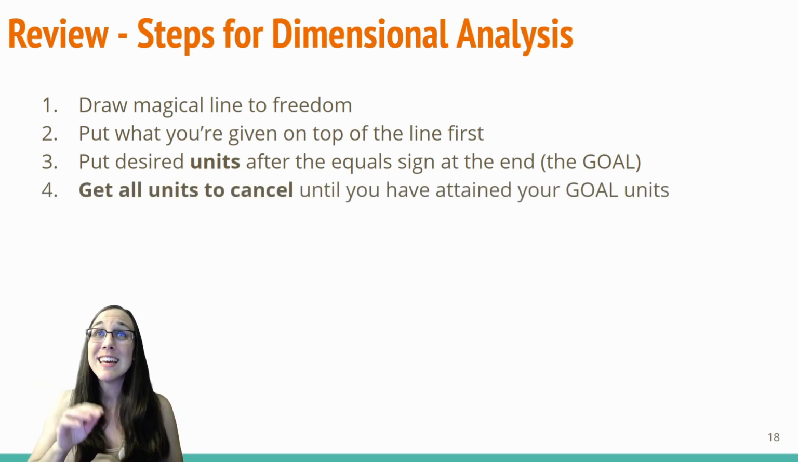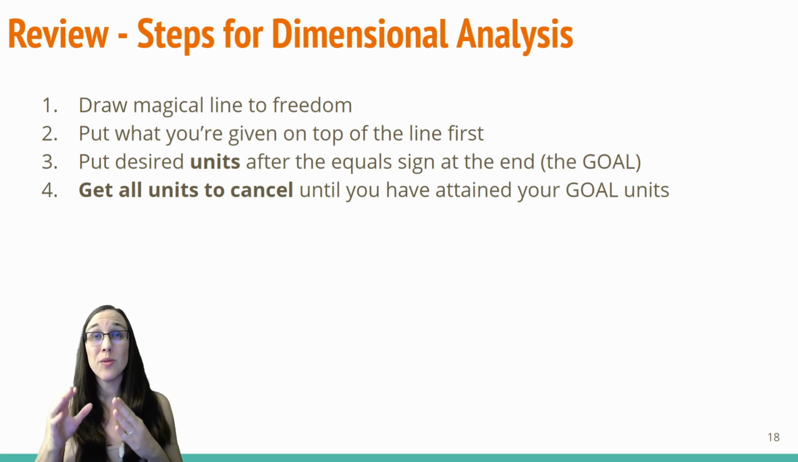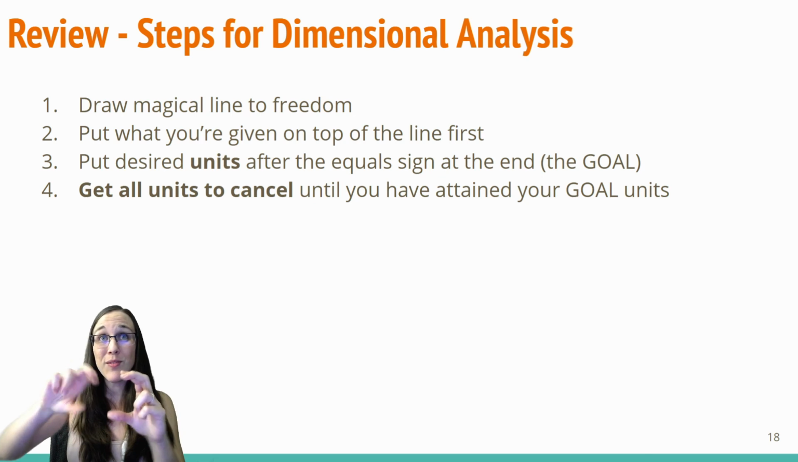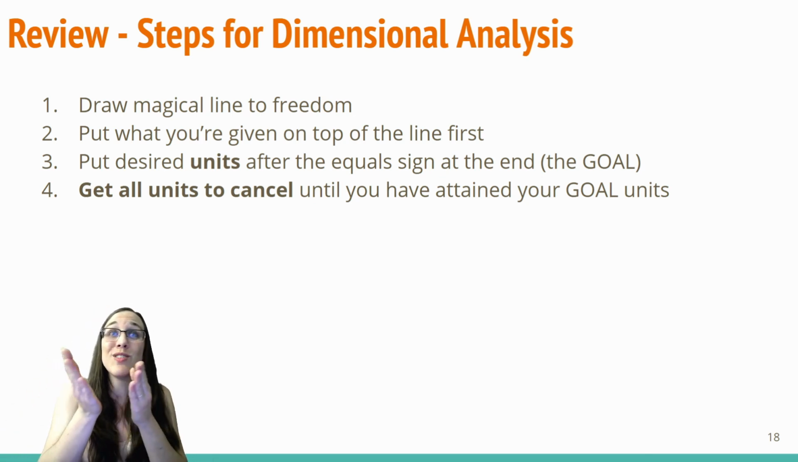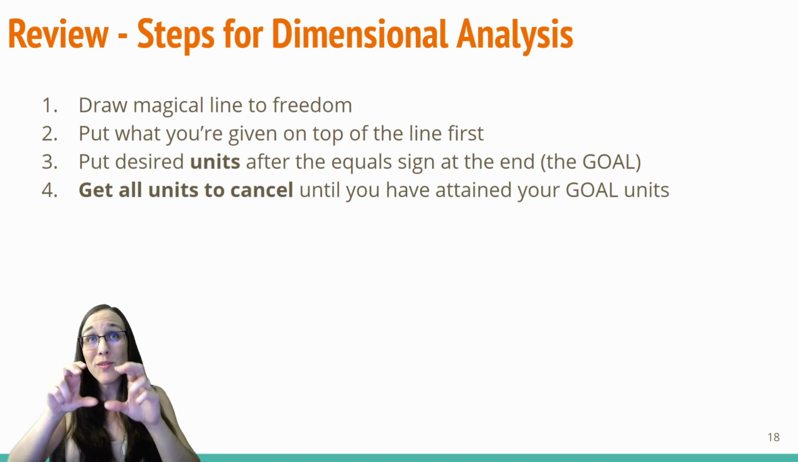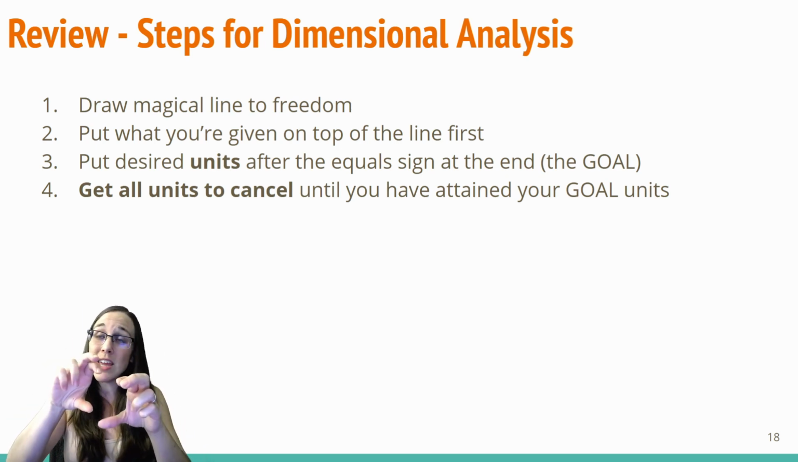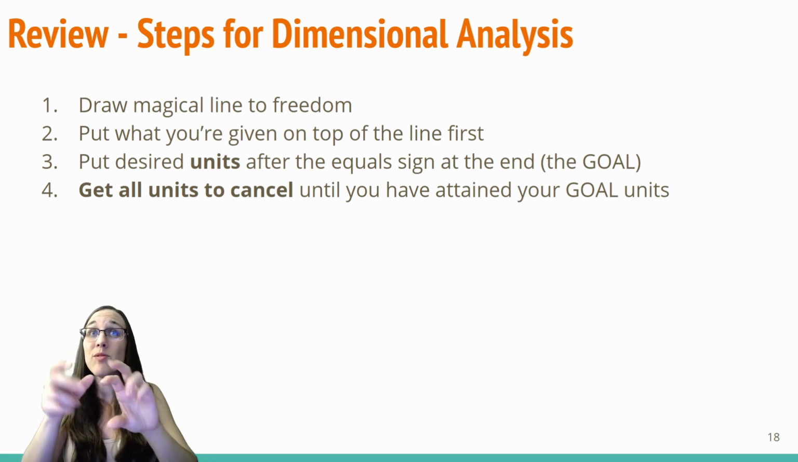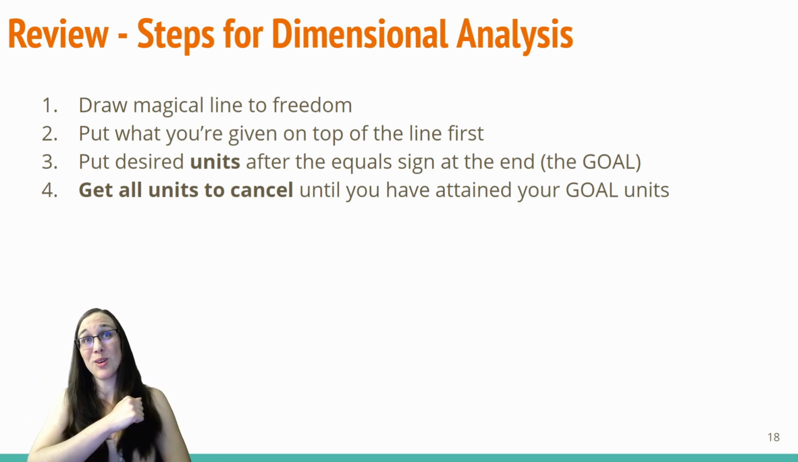And finally, get all the units to cancel until you have attained your goal units. So play with those dominoes. They can be flipped one way or the other. Those are your conversion factors that you have to look back at your conversion table for. And you can flip those one way or the other, feet over inches, inches over feet, grams over kilograms, vice versa, until you get all of the dominoes to cancel and you end up with the goals that you want.